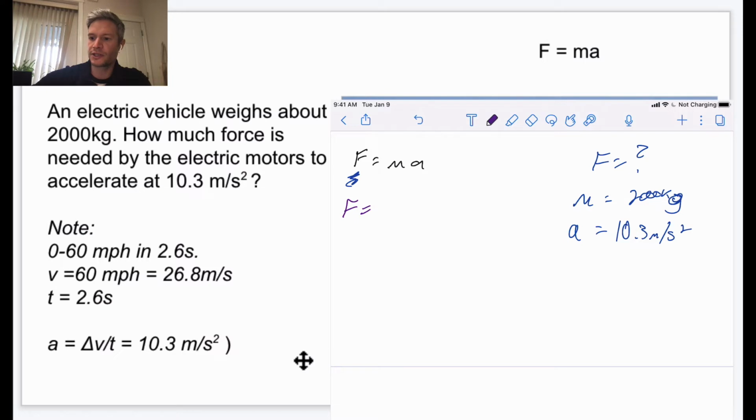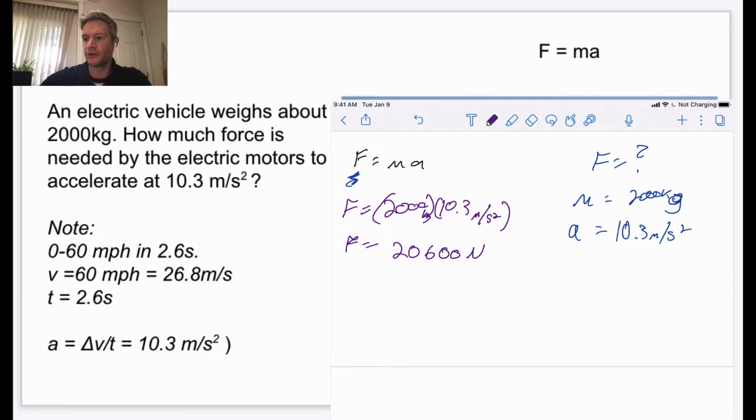So we got our force equals mass, I won't put the kilograms, but I know it's there, 2,000, let's be proper, kilograms times 10.3 meters per second squared. There we go. And when we calculate those out, we get something around 22,600 newtons of force, okay?